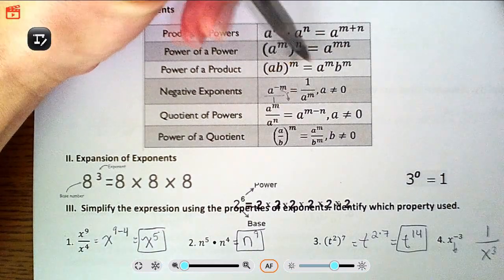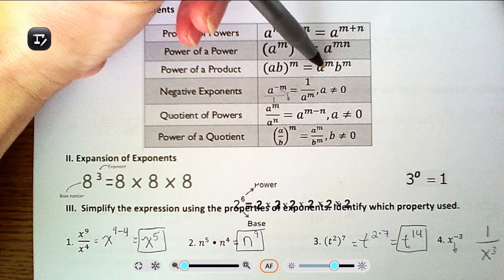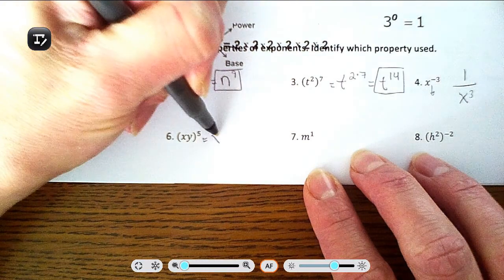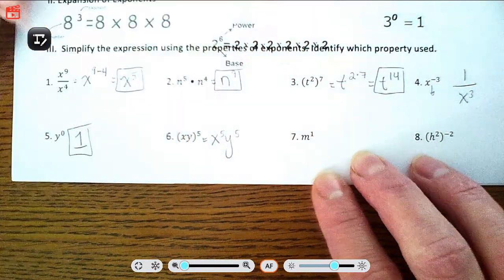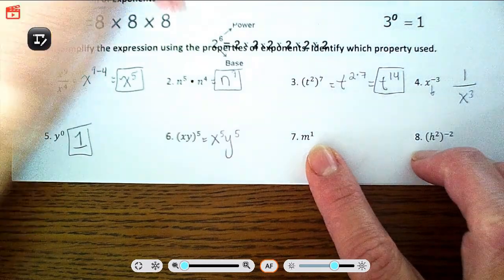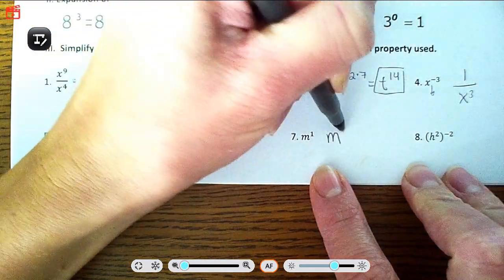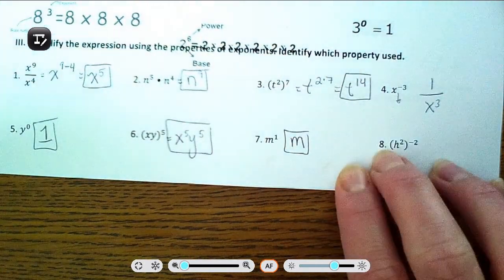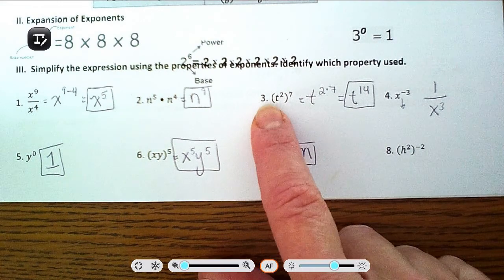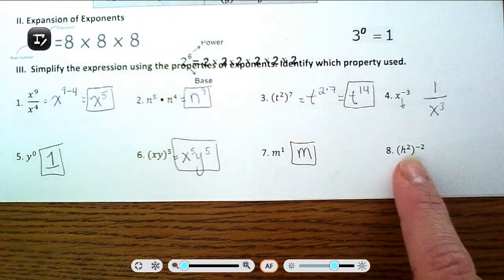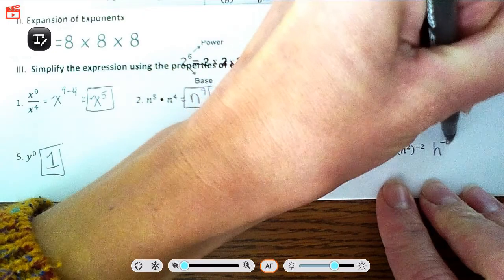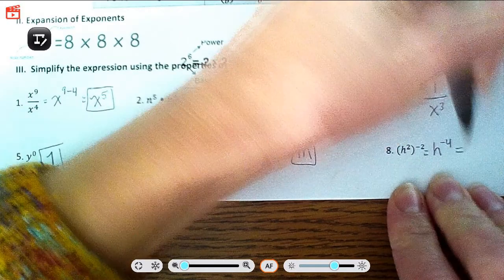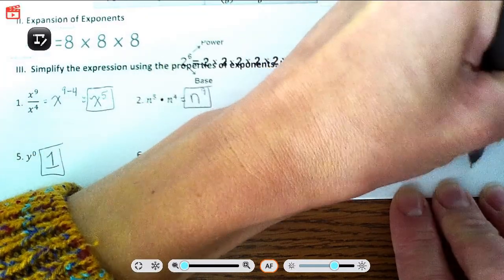ab to the m, what did we do? Both terms got a power of m, so in a way it distributed to the a and the b. So that is equal to x to the 5th, y to the 5th. And anything to the first power is itself. And then we have powers to a power again, that's like this property. What did we do? We multiplied. So 2 times negative 2 is h to the negative fourth, but we're not done yet. We cannot leave a negative exponent in our answer. So I have to go 1 over h to the fourth.